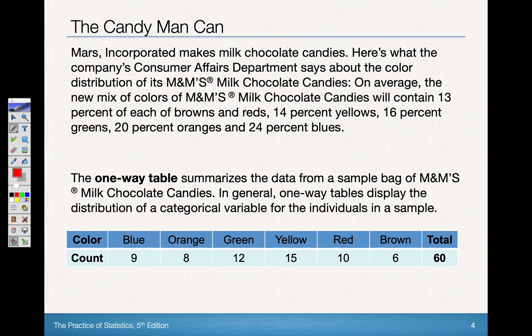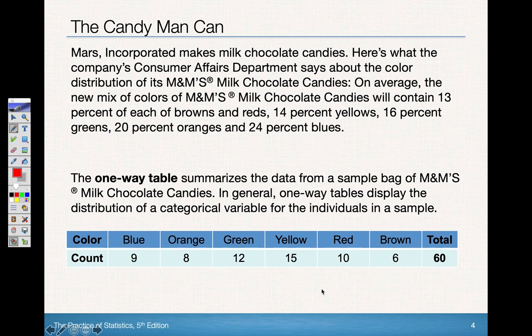What we have here is called a one-way table. This one-way table summarizes the data from a sample bag of M&Ms. In general, one-way tables are used for one variable, but it takes multiple outcomes. So yeah, we're dealing with one population, meaning one bag of M&M candies. We're dealing with one variable. The variable is the color, but the variable takes many outcomes.